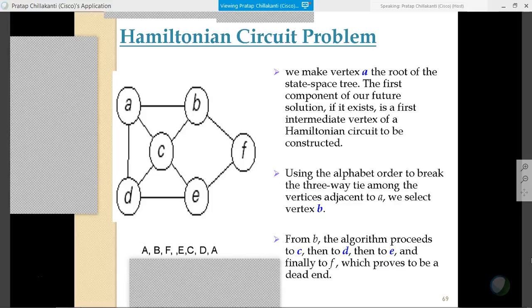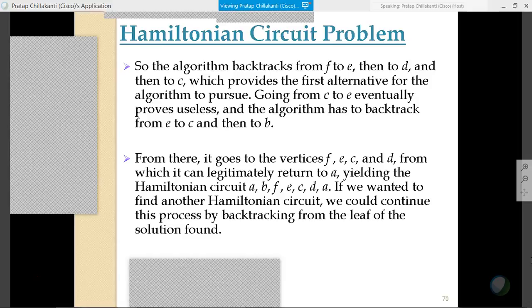So what do we do when you reach a dead end? We know now, whenever we reach a dead end, you backtrack. That's what the backtracking problem is, right? When you reach a dead end in the state space tree, because you're representing the problem space as a tree, you mark it, and you backtrack to the previous node from which you came to the dead end. Then to D, then to C. And that is what provides the first alternative for the algorithm to pursue.